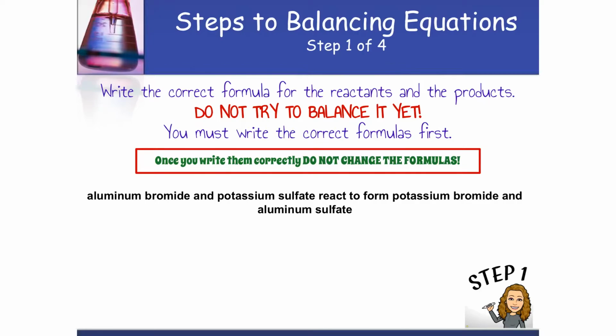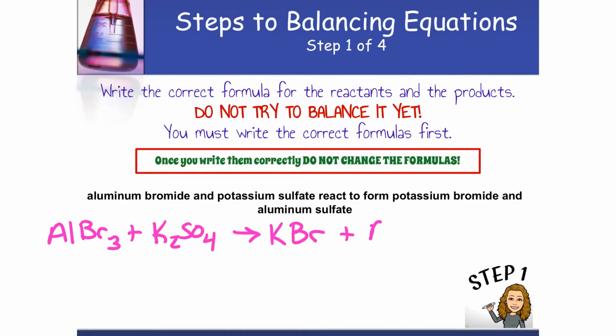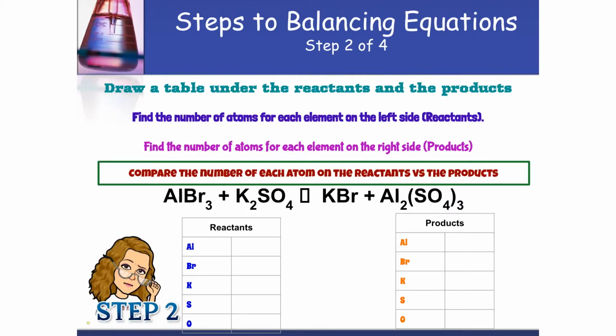So in this example, we have aluminum bromide and potassium sulfate react to form potassium bromide and aluminum sulfate. So I have aluminum, so Al, bromide, Br3, plus potassium sulfate, so K2SO4, react to form potassium bromide and aluminum sulfate, Al2(SO4)3.